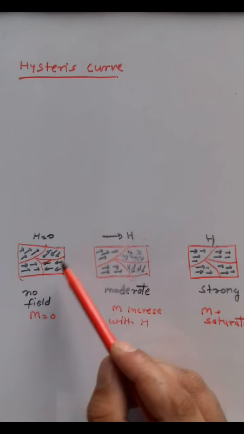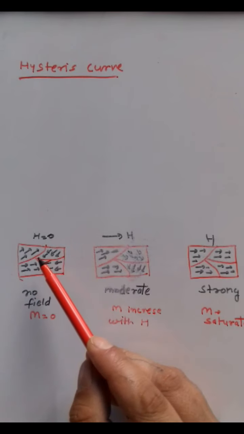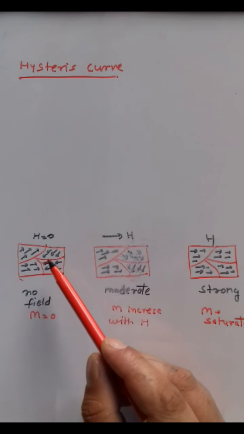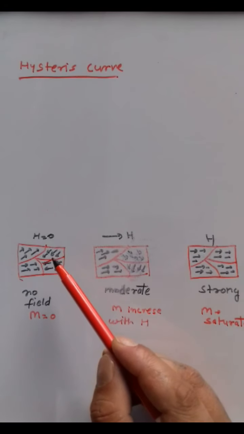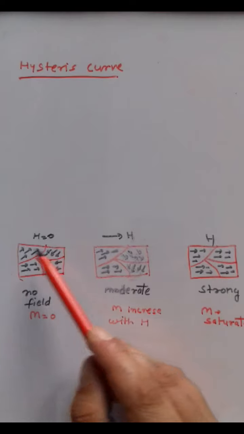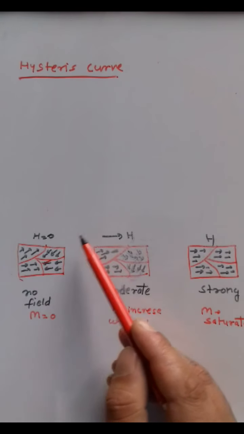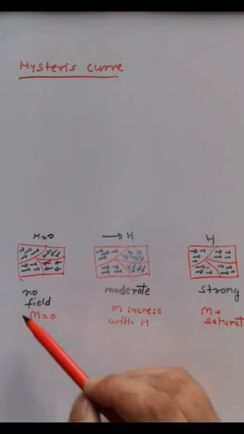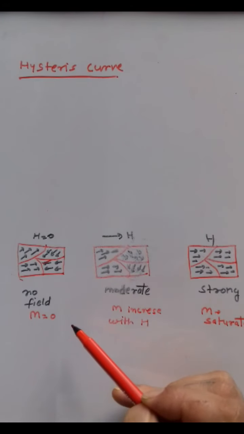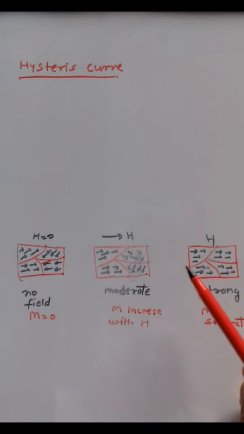So in ferromagnetic materials, there are different domains, and all domains are oriented randomly. So if the external field is 0, as these different domains are oriented randomly, there will be no magnetization, and the net magnetization M will be 0. Now we will see the effect of external field on these domains.